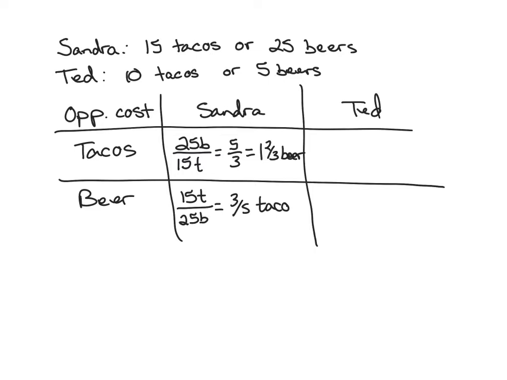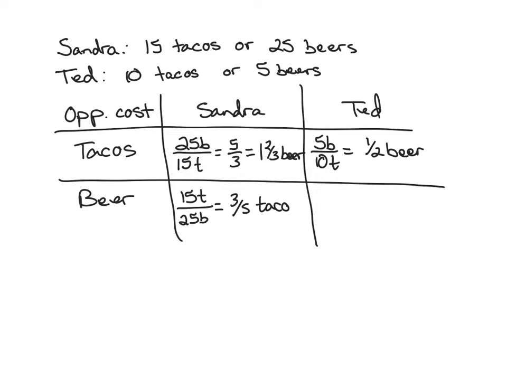All right, now let's turn to Ted. So for Ted, every 10 tacos that he makes, he gives up the opportunity to make 5 beers. So per taco, he's giving up half a beer. In other words, his marginal cost of a taco, or his opportunity cost of a taco, is half a beer.